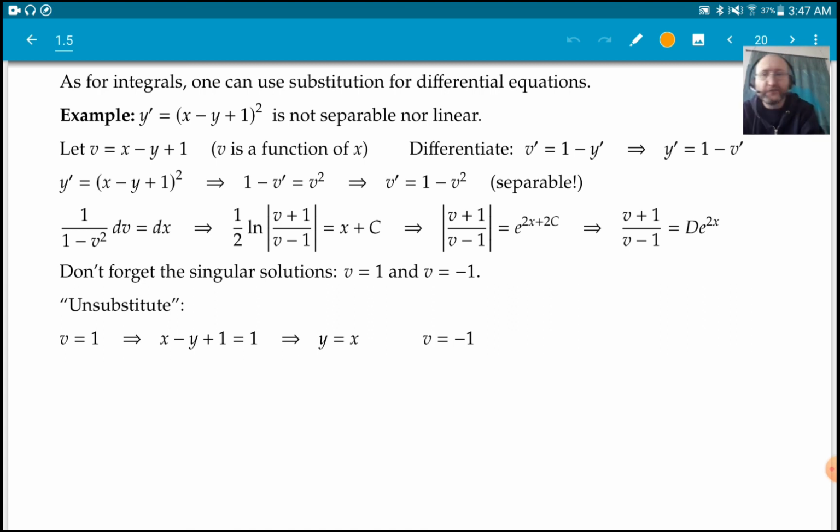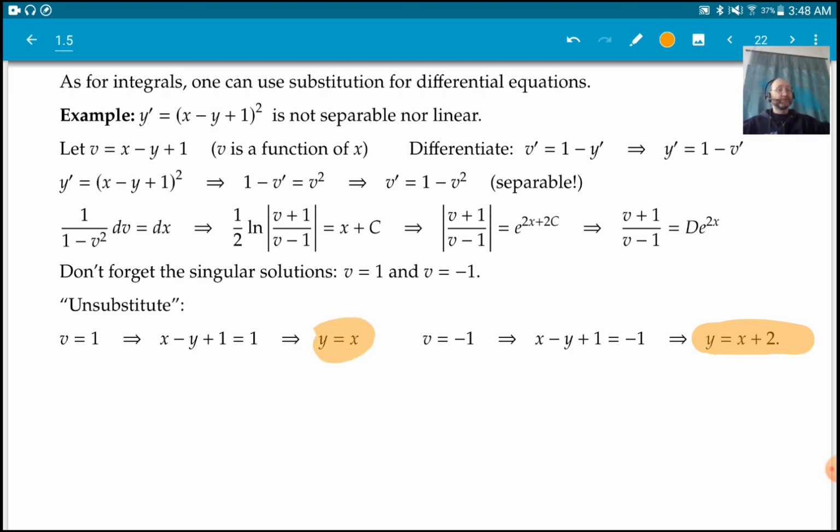Let's look at the other singular solution. The other singular solution is when v is minus 1. Again, I plug in what v is. V is this guy, and I get minus 1. So, solving for y again, I get y is x plus 2. So we have these two solutions.